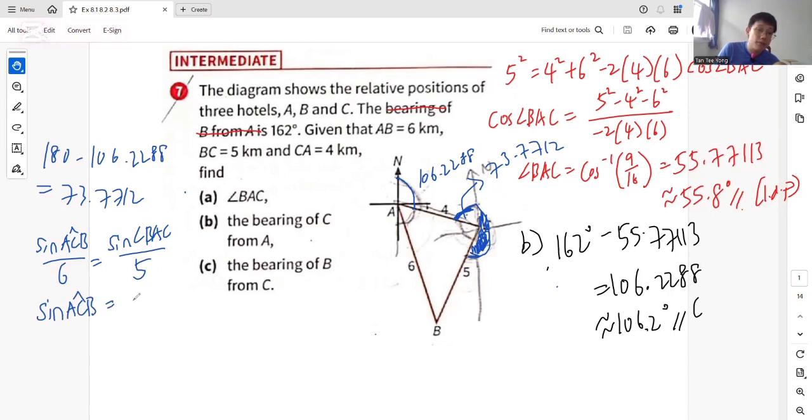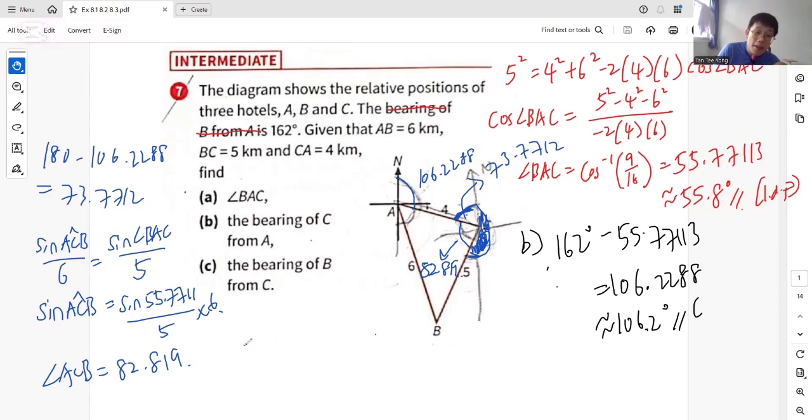If you do cross multiplication, sine angle ACB is equal to sine 55.7711 over 5 times 6. So angle ACB is actually equal to 82.819. This part here, angle ACB, is 82.819.